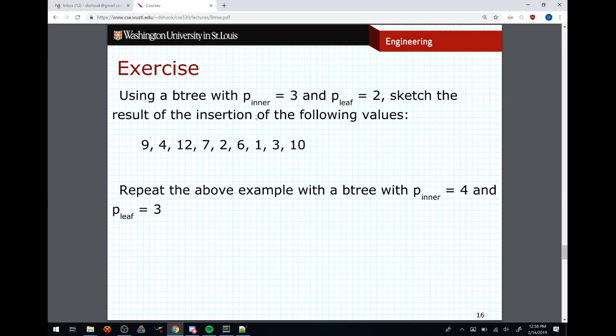If I want to do the 1, I got to split this node. 1, 2, 4. This node here now has 3 children, right? So what's the contents of this node going to be? 2 and 4. Update my child pointers.